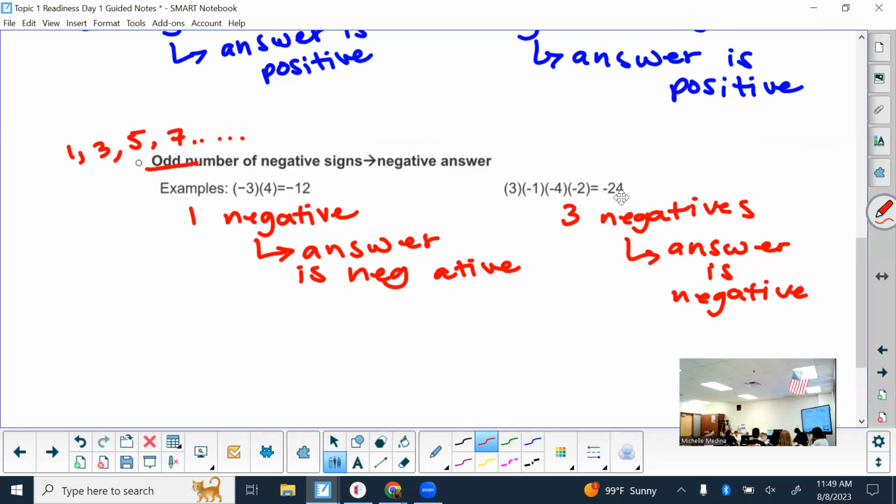So I'm going to give you a few Try-Its so that you can practice what we just talked about for multiplying. And we didn't do dividing, but it's the same thing. Probably should have mentioned that. If you divide some numbers, you still count the negatives, and that will determine if your answer is positive. All right. So let's see.